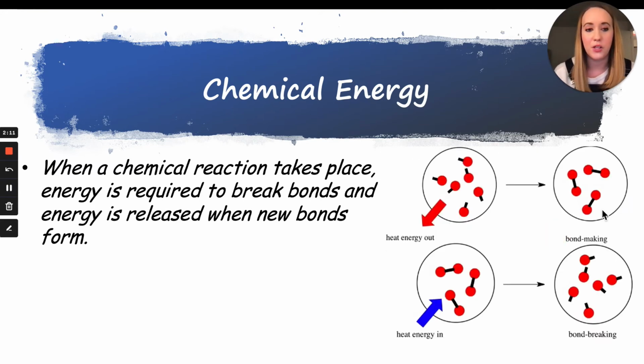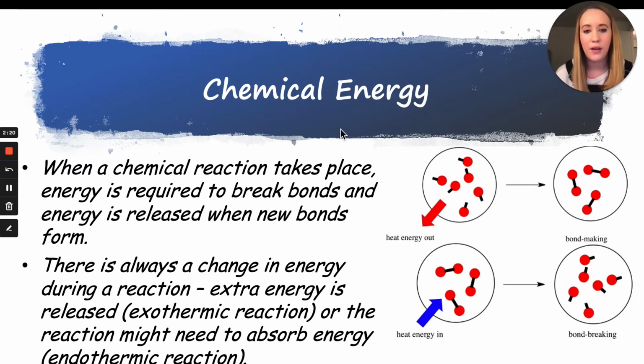And there's a little diagram here just to illustrate that. So when we look at the overall energy in a chemical reaction, we always find that there's a change in the energy during the chemical reaction. So depending on how much energy is needed to break the bonds and how much energy you get back when you make new bonds, there's going to be a net either gain or loss of energy. The energy will never be the same. Overall, there'll always be a change in the energy.